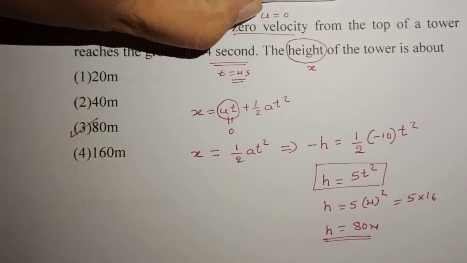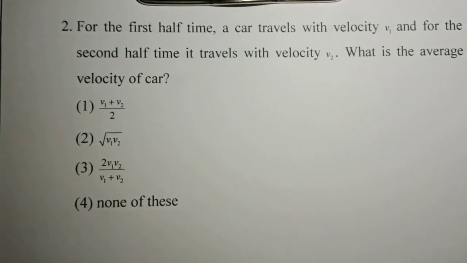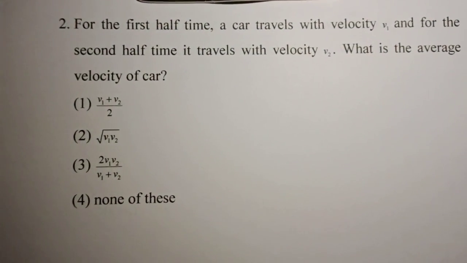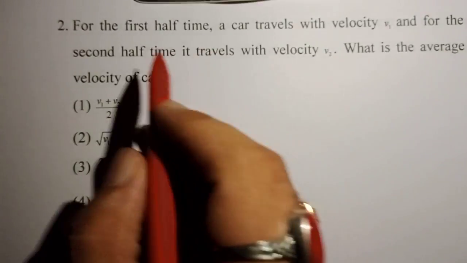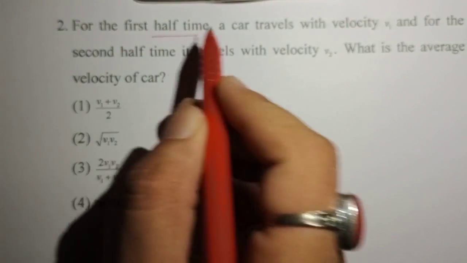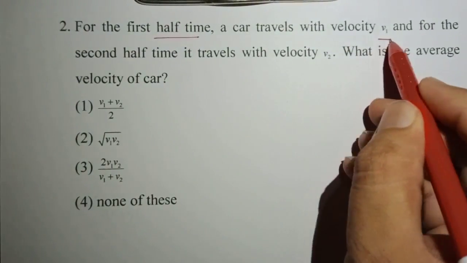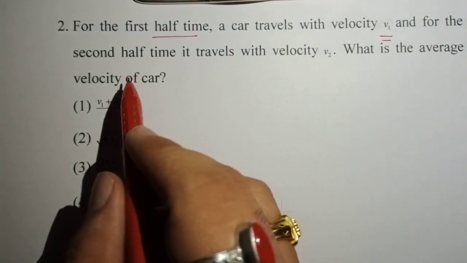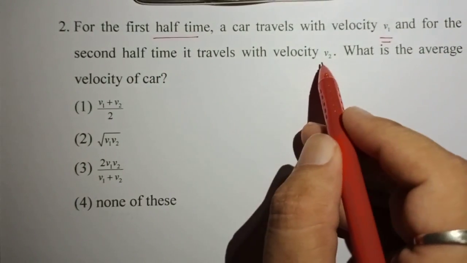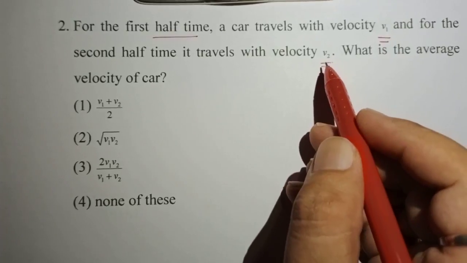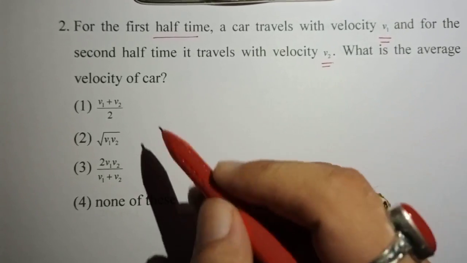Now we will move on to the next question. For the first half time, a car travels with velocity v1. And for the second half time, it travels with velocity v2. What is the average velocity of the car? 4 options are given.